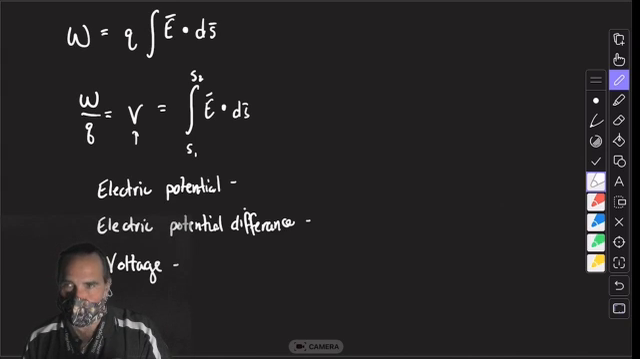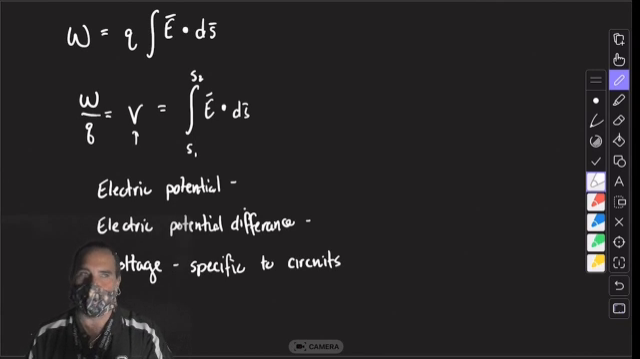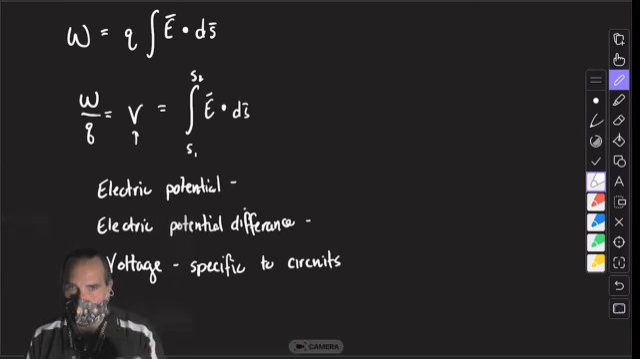First, voltage tends to be slang for the electric potential difference of a battery. We will talk about voltage in circuits. It doesn't apply to the electric potential in space. So this is generally specific to circuits. We tend to not describe it as the electric potential in space. The electric potential difference is just that, the change in potential between 2 points.